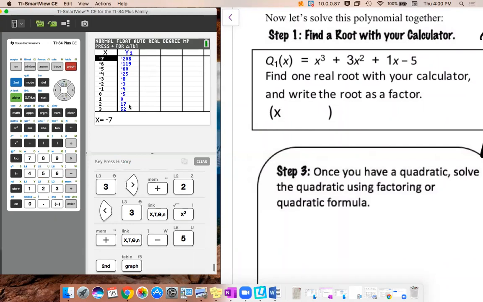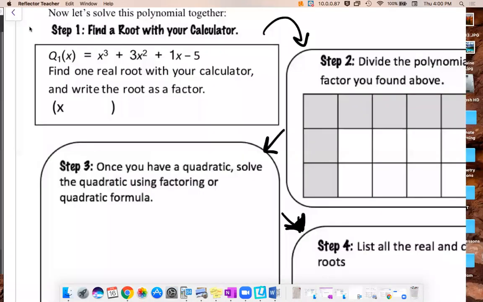So we've got 1 comma 0, and since this is a degree 3, I only need to do division once to get it down to a degree 2. So I really only need 1. So 1 comma 0 is going to be our root. Okay, so remember what you do is you take that sign and you switch it to get it to be a factor. So this is going to be an x minus 1.